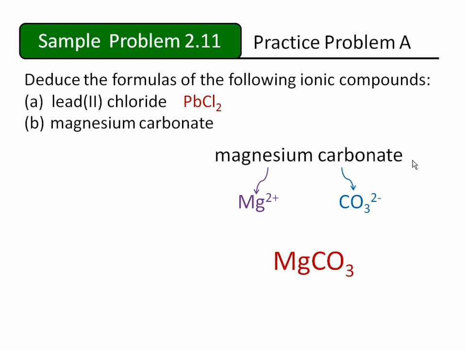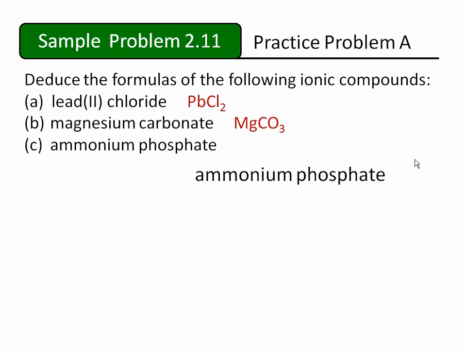Notice that we do not include the charges of the ions when we write the formula for the compound. In fact, it is incorrect to put the charges in the formula of a compound. Finally, letter C is ammonium phosphate. Ammonium is a polyatomic ion from table 2.9. Its formula is NH4 with a charge of +1.